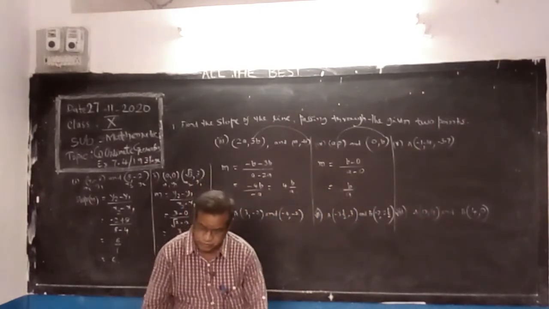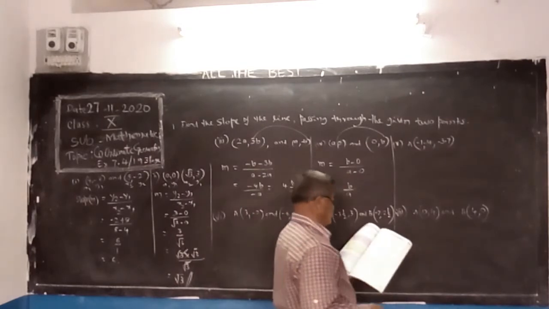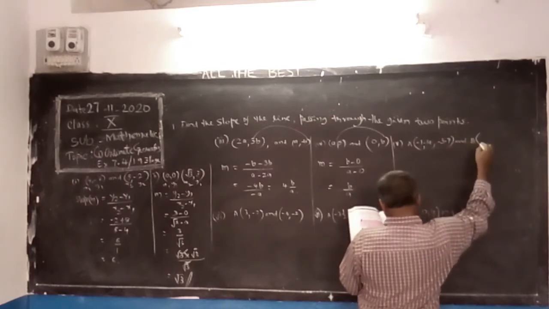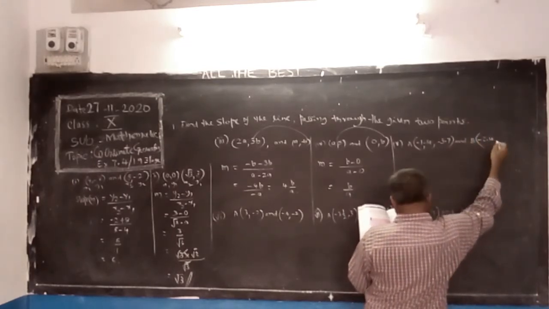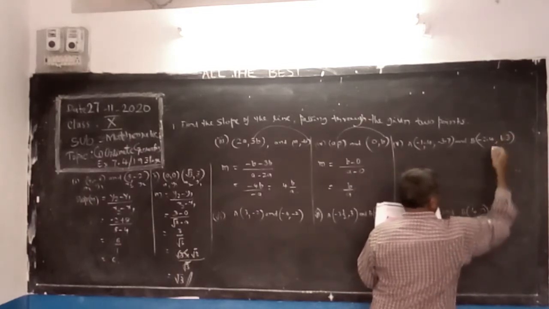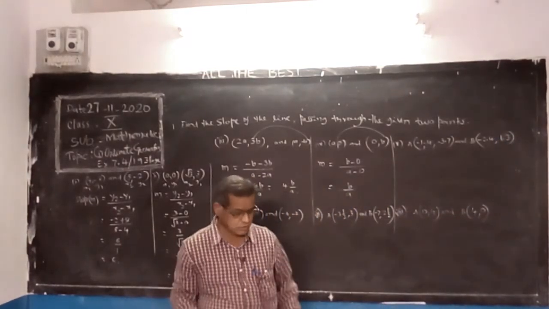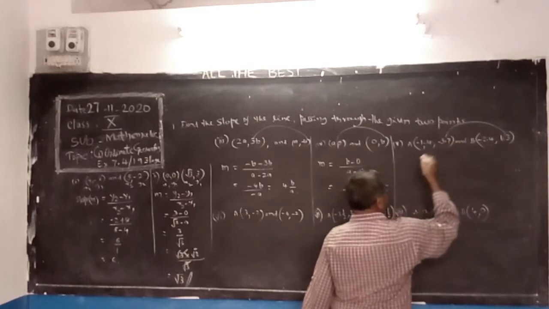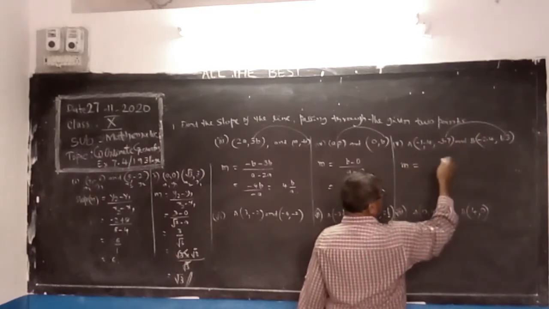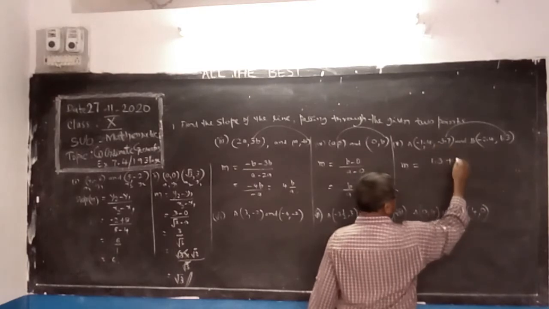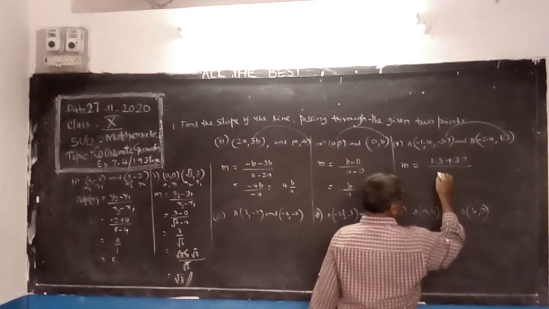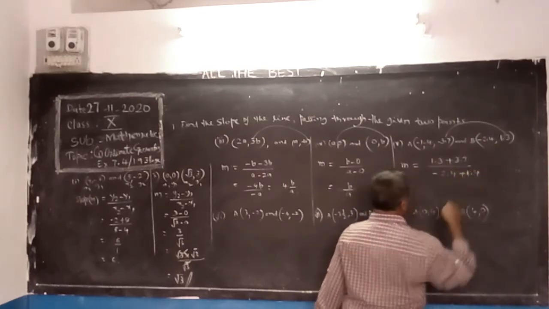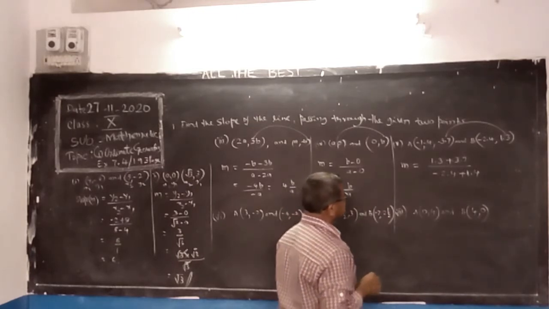Two points: I have written only one point, and the other point is given as minus 2.4 comma 1.3. The slope m is equal to y2 minus y1, that is 1.3 plus 3.7, by x2 minus x1, that is minus 2.4 plus 1.4. Minus minus becomes plus.